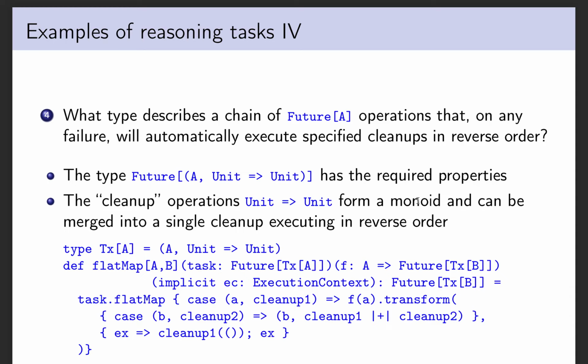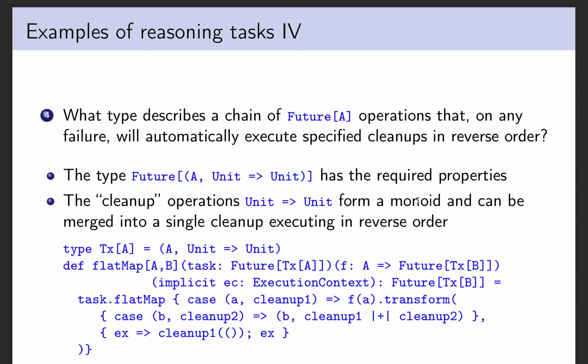It means each operation comes with a cleanup code, and when the chain of futures has a failure at some point, I want to execute all the cleanups in the opposite order, in the reverse order, automatically. I don't want to write special code each time. I want to have automatic cleanups. How do I do that?